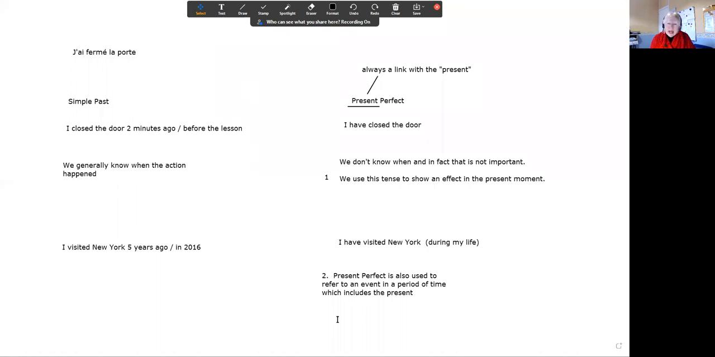We will often add the word ever to emphasize, if you like. So we will say, have you ever visited New York? Have you ever visited New York at some point in your life? Because you are alive, the period of time which includes your life is obviously still active. Yes, it is a period of time which is still continuing.